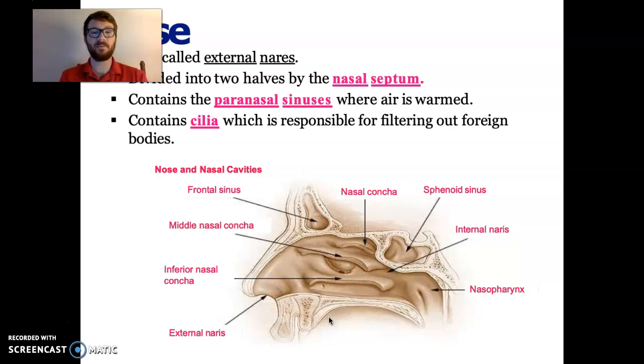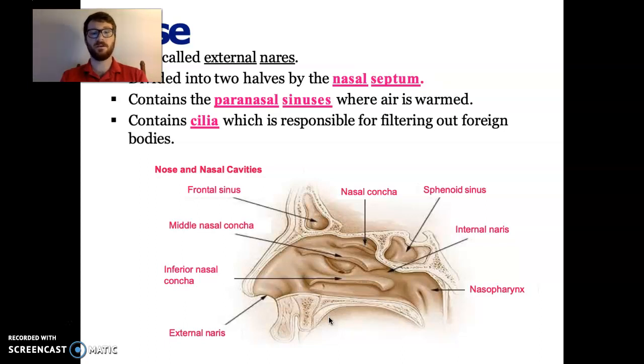It's divided in half by the nasal septum. It separates the two halves. You have a septum in your heart, of course. Septum just means to separate. Your paranasal sinuses. Para means like beside or by. Nasal, of course, nose.